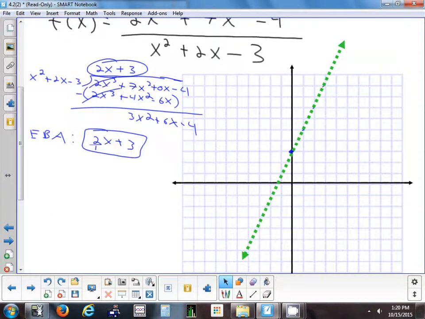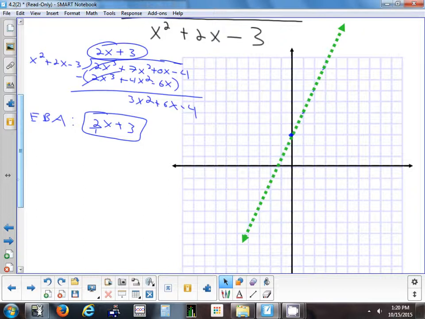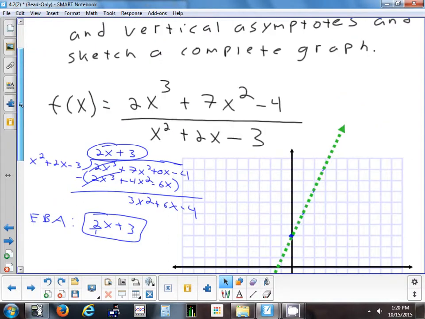And now what's going to happen as we get towards the end of the function, it's going to get closer and closer to the green line. Remember, the green line is just for the end behavior. It doesn't describe what's happening near the origin. It says what happens as we get far away from the y-axis.